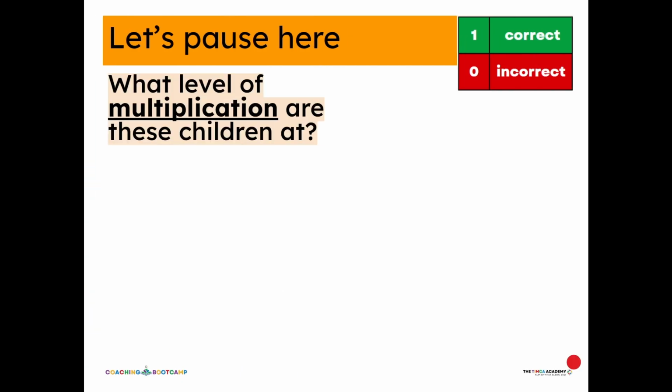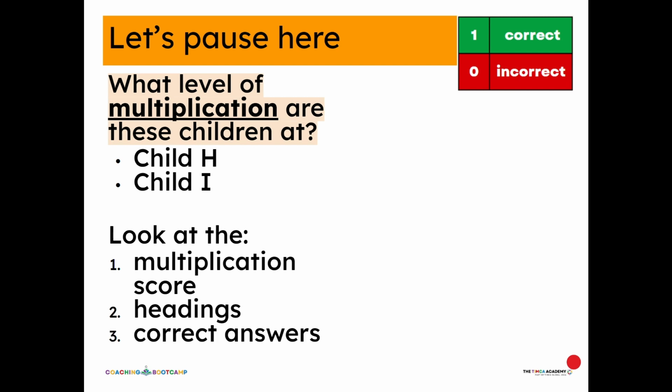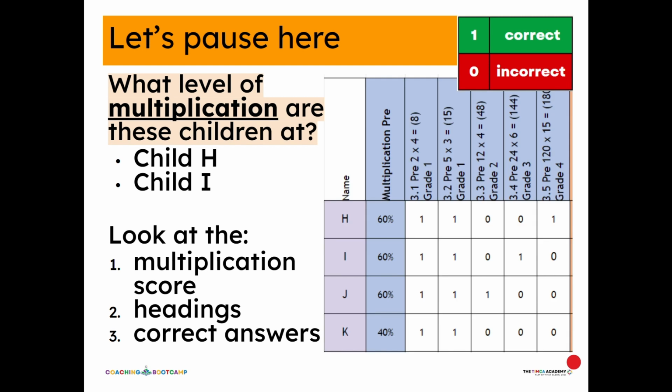Let's look at some multiplication. Same thing. We're going to look at child H and I. So again, I want you to look at the score that the child has got, the headings in the spreadsheet, and the answers that have been correctly given. So child H, again, this top line here. Okay, we're looking at multiplication. So the score for multiplication is 60. So they've got 3 out of the 5 correct.